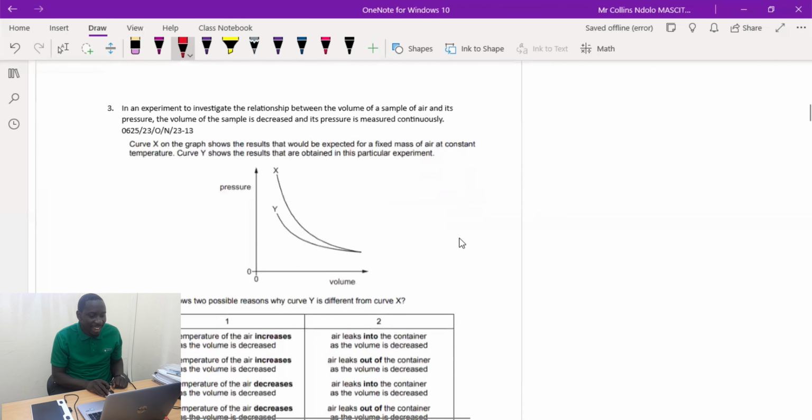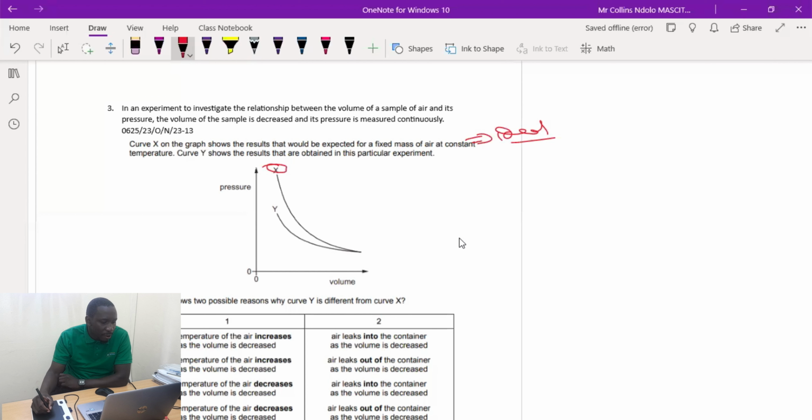So that is number 3. In an experiment to investigate the relationship between volume of a sample of air and its pressure, the volume of the sample is decreased and its pressure is measured continuously. This is October, November 2023, variant 2.3. So curve X, as you can see on the graph, shows the results that will be expressed for a fixed mass of air at constant temperature. That means this is for ideal gas. So for an ideal gas, we expect the curve for X, okay?